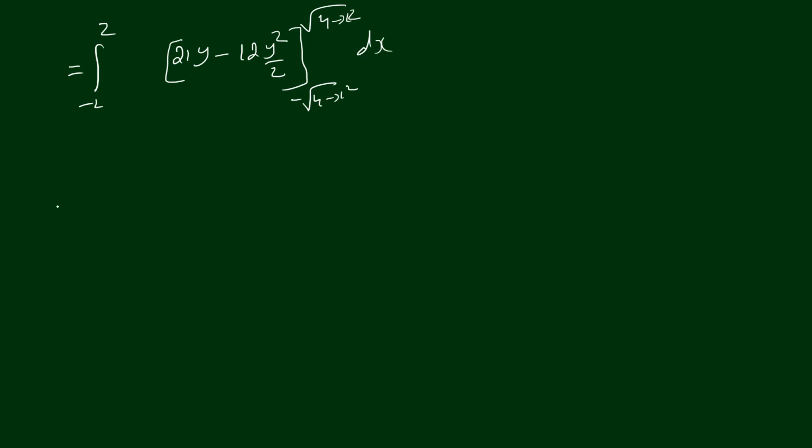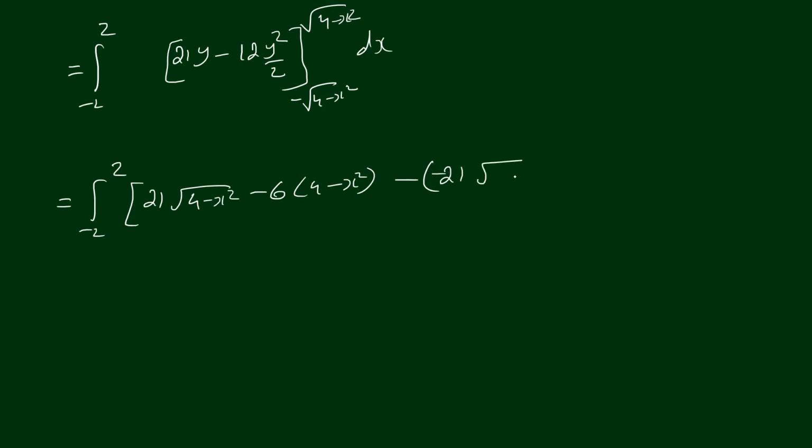So now dx is remaining. Now we'll put in the upper limit and lower limit. What will we get? When you put in the upper limit, you will get 21 under root 4 minus x square minus 12 by 2, which is 6. So under root 4 minus x square all square is 4 minus x square only. Minus the lower limit, so one more minus is there. You'll get 21 times minus under root 4 minus x square minus 6, and if you take the square, you will get the same 4 minus x square, dx.